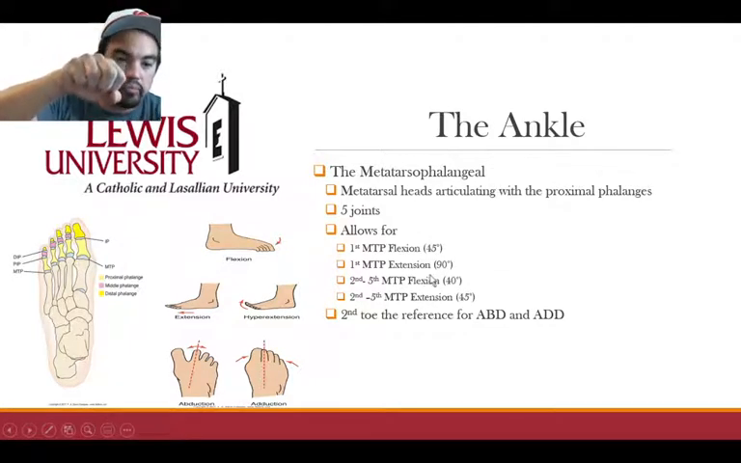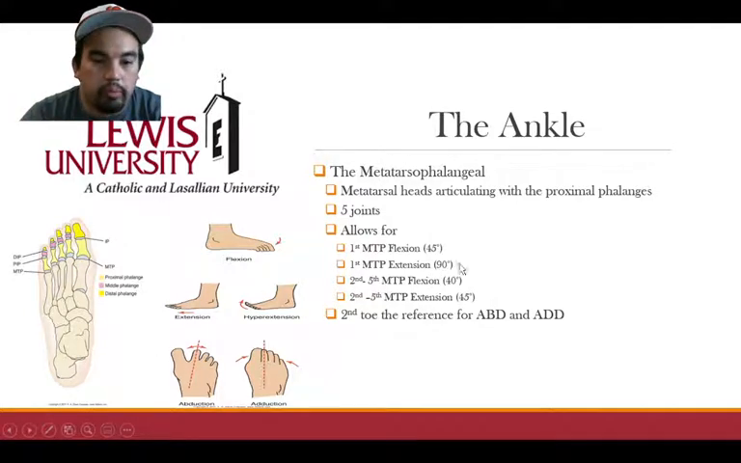Extending our toes, right here, would be 90 degrees. And then the second to fifth metatarsophalangeal flexion is 40 degrees, and the second to fifth metatarsophalangeal extension is 45 degrees. The second toe is a reference for abduction and adduction. So you see here, abduction is referenced because it's moved away, and adduction because it's moved close to that second toe.